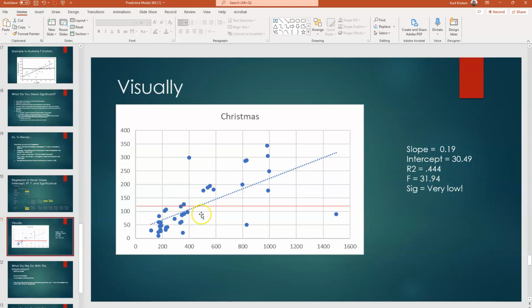Because it's not just tightly packed around that line. It's got some variability there. Our F value is 31.94, which means we are a heck of a lot better off than if we just use the mean. Look at the distance of some of these data points from the mean. We would have so much error in that model, so we're much better off. And our significance is very low. As you saw, our p-value is letting us know how confident we are, and it is very low. So this is a useful model.